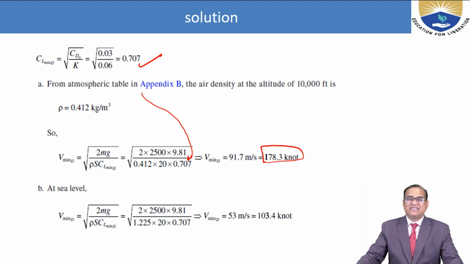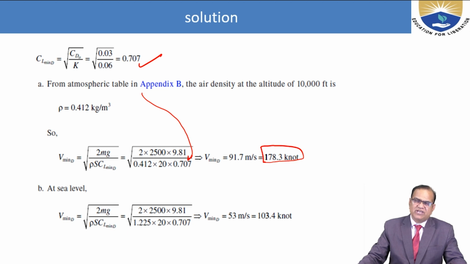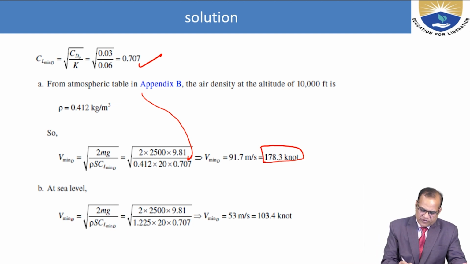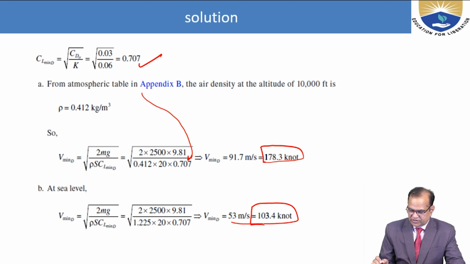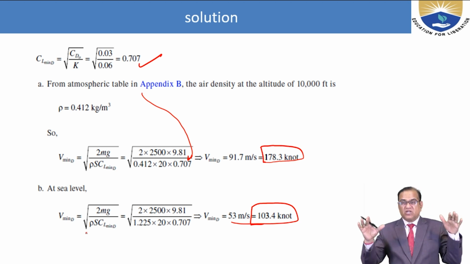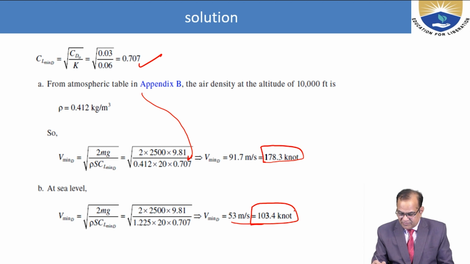But if we fly at sea level, this rho will not be the same. So rho is 1.225 for this. So V minimum drag is equal to the square root of 2 mg by rho S CL minimum drag. So 2 into 2500 into 9.81 divided by 1.225 into 20 into 0.707. So V minimum drag is equal to 53 meter per second or 103 knots. So if you are flying at a lower altitude, your minimum drag speed will be less, and at higher altitude it is more.